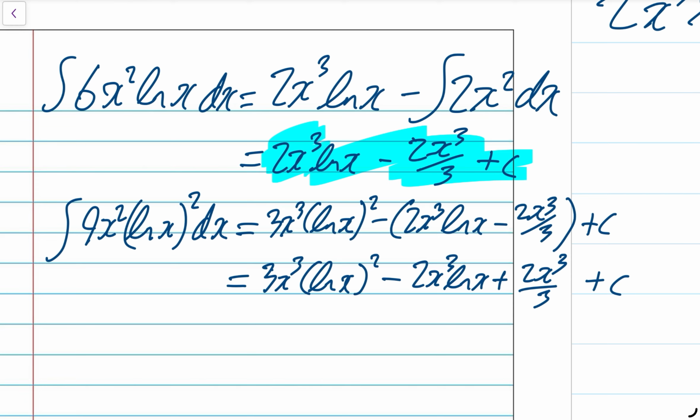So a wee bit more complicated maybe for regular A-level mathematics, but in A-level further mathematics, something like that could come up where you've a repeated integration by parts to do.